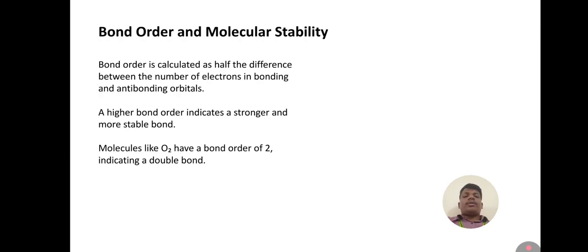Next, bond order and molecular stability. Bond order is calculated as half the difference between the number of electrons in bonding and anti-bonding orbitals. A higher bond order indicates a stronger and more stable bond. Molecules like O2 have a bond order of 2, indicating a double bond.